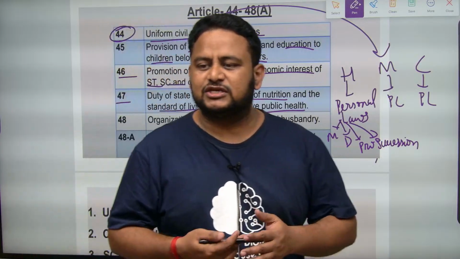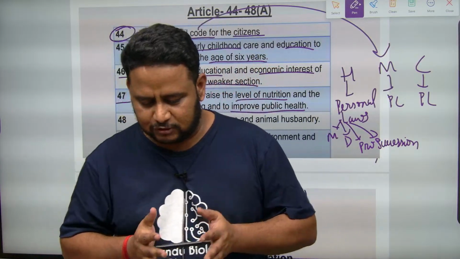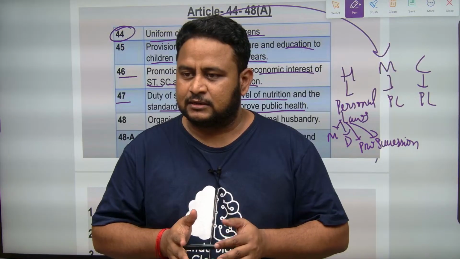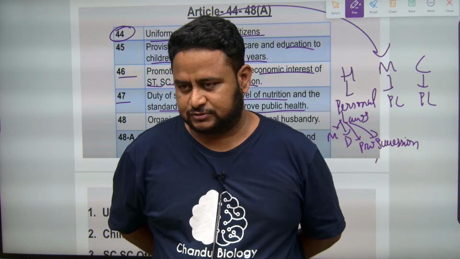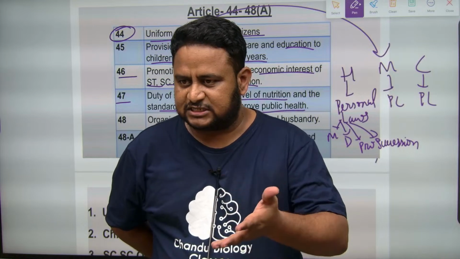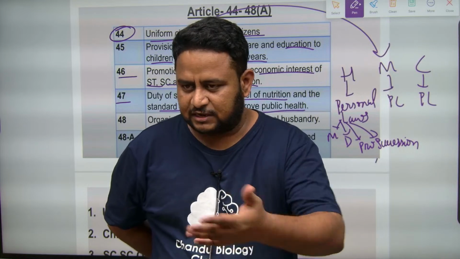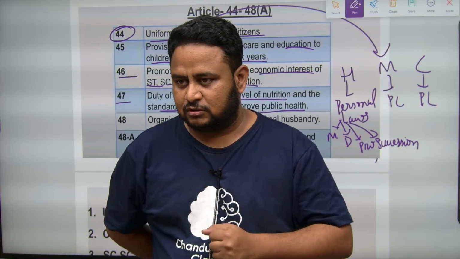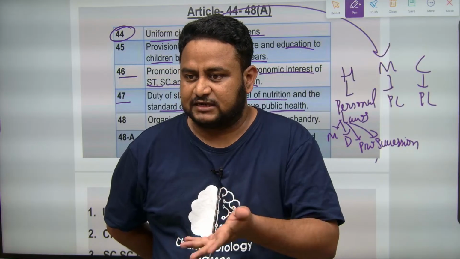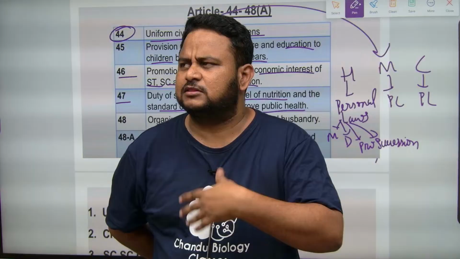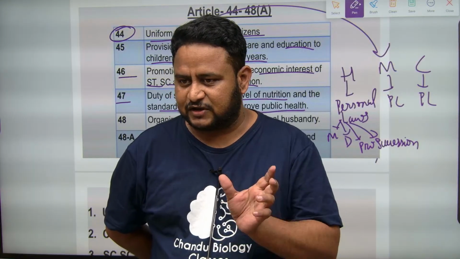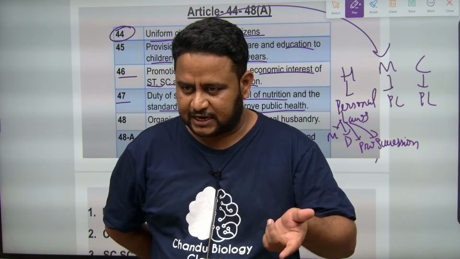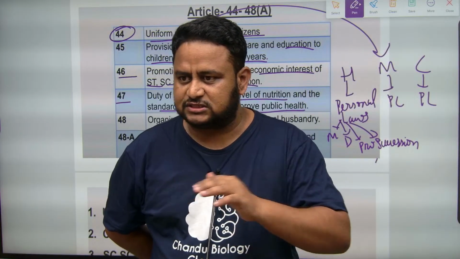So the level of nutrition means what? Suppose maternal mortality rate and neonatal mortality rate, all these things should reduce. That is, the number of deaths of children below 1 year of age should reduce. The number of deaths of mothers during pregnancy, that is per lakh, should also reduce. That is the meaning of MMR. Infant mortality rate, maternal mortality rate, all these things should reduce.